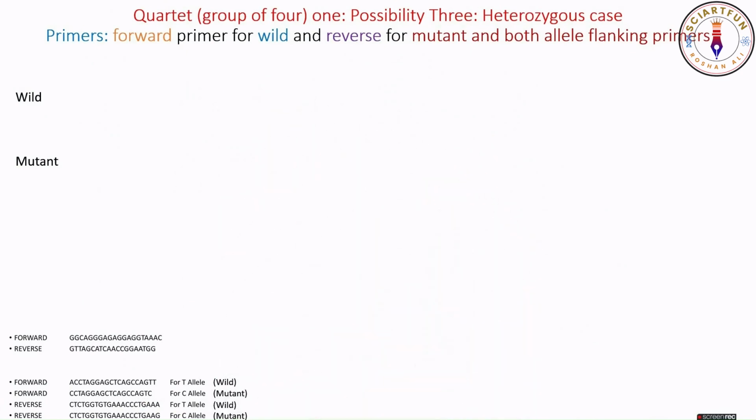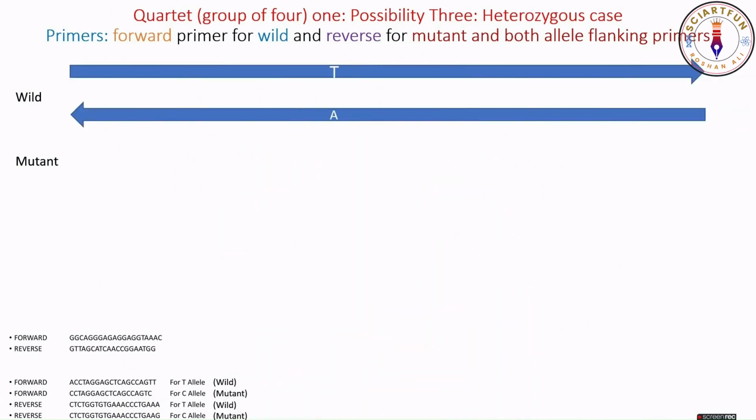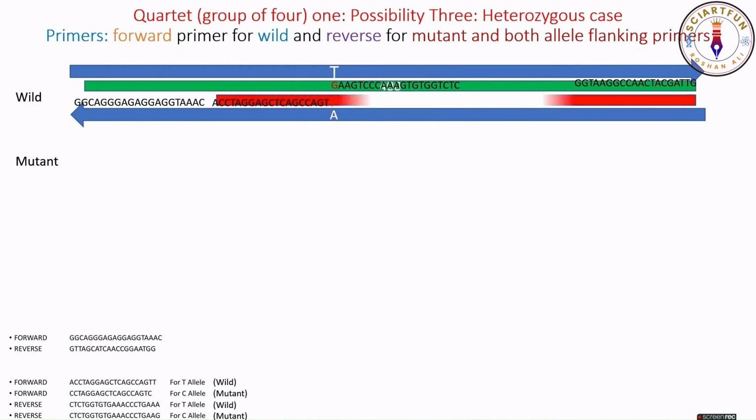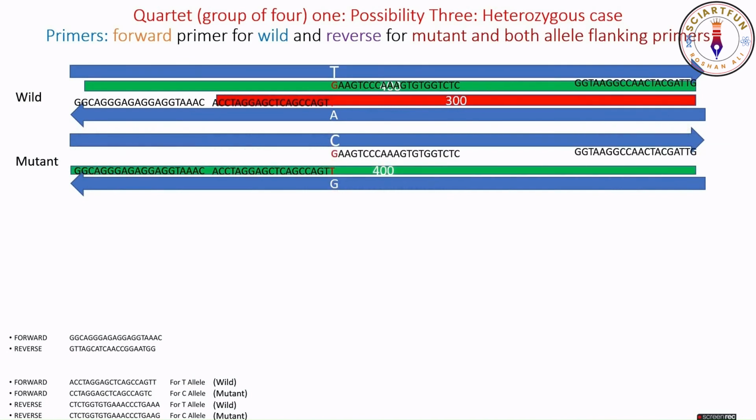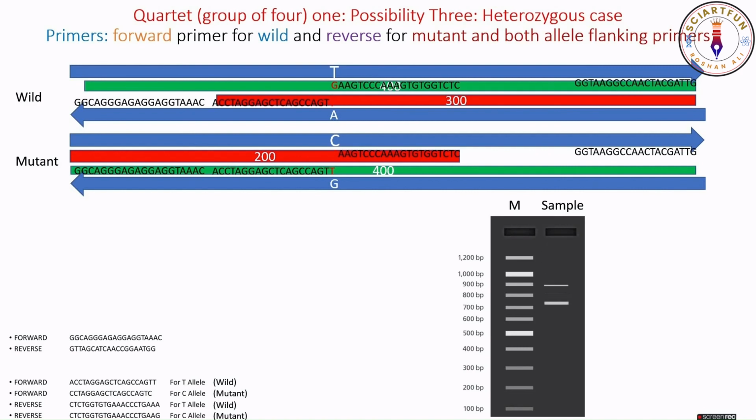What if you have both the alleles? You will get three kinds of amplicons: one common amplicon, one for wild allele and one for mutant allele. When you run the sample on the gel, you will get three bands, which shows heterozygosity.